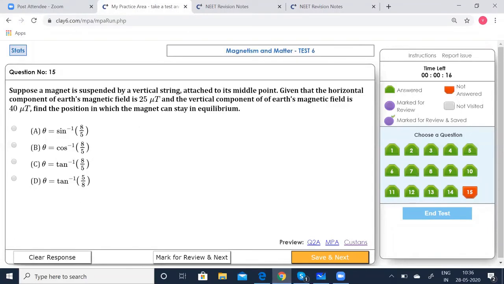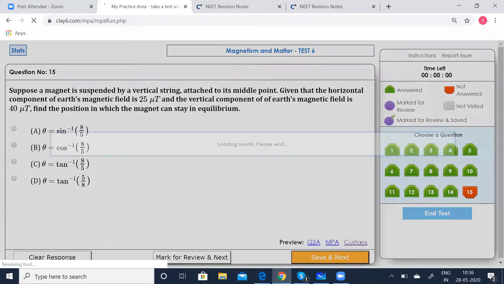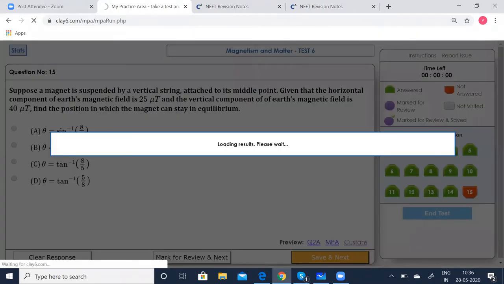Suppose a magnet is suspended by a vertical string attached to a middle point. Given that the horizontal component of Earth's magnetic field is 25 microtesla and the vertical component of Earth's magnetic field is 40 microtesla, find the position in which the magnet can stay in equilibrium.